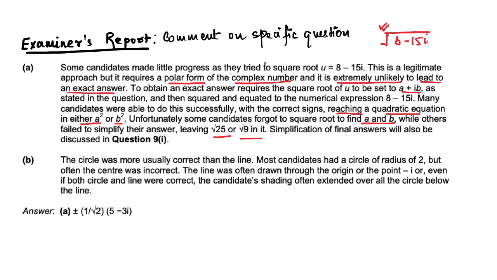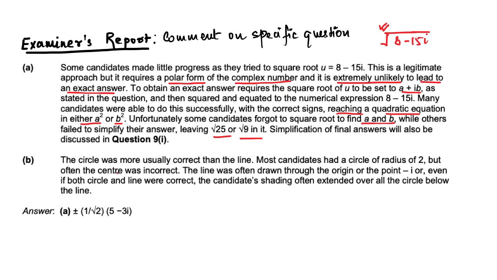Most of the students started with this idea, which is correct, but it requires your understanding of the polar form of a complex number, which is extremely unlikely to lead to an exact answer because it's quite difficult. But when you start with our standard approach, a plus ib, the square of this should equal 8 minus 59, then you will get a quadratic equation in terms of either a square or b square, and you can solve it. Then some of the students were not able to simplify it, they have left it over here. So we have to make sure that we simplify and find the correct answers.